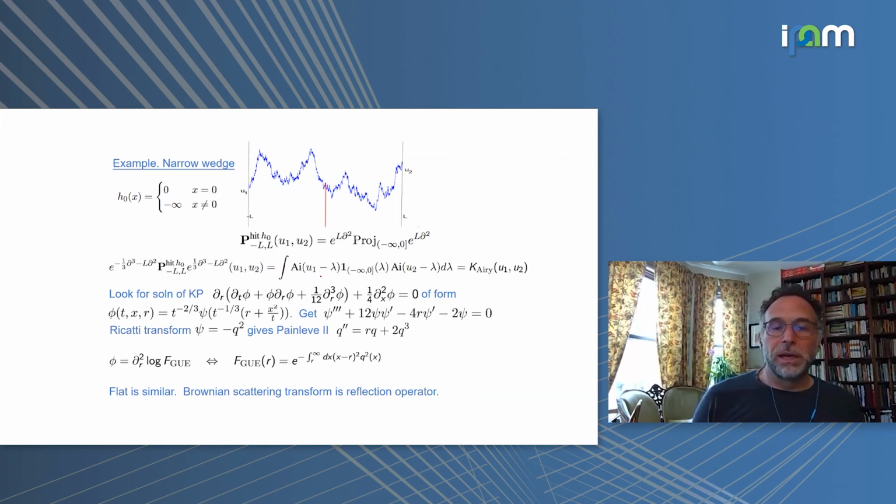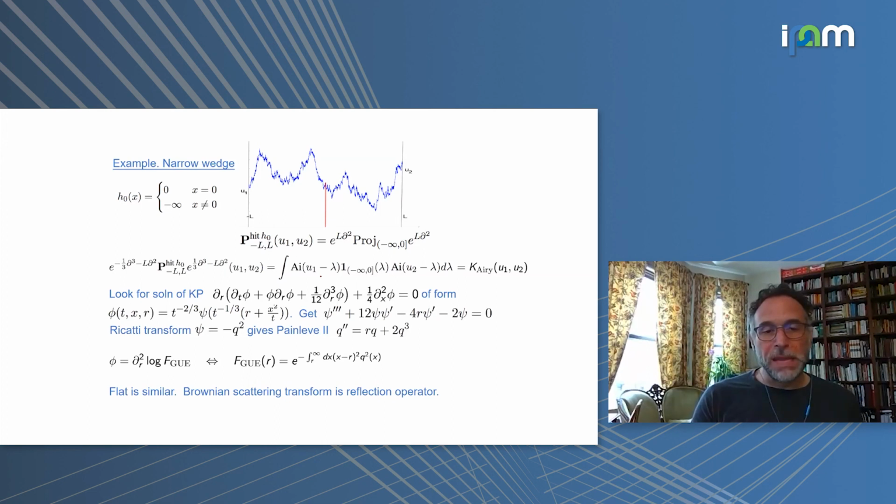And now, again, you look for a solution of KPZ of the form of this scaling form, and you get an ODE, and that ODE by the Riccati transformation gives you Painlevé II, and so this gives you the GUE distribution. In the flat case, it's similar, except instead of a projection, you get a reflection operator because you're using the reflection principle to do the calculation. So the scattering operator is the reflection operator, and then you get the GOE distribution by a very similar computation.